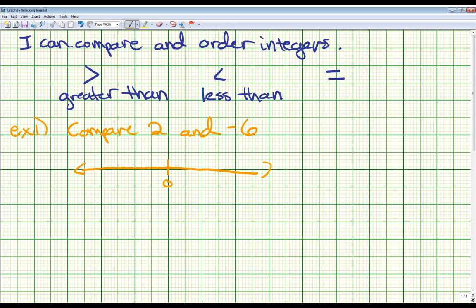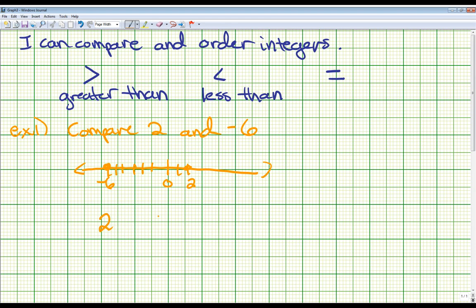We have a 0, then we have a 1, 2, 6. So I'm just going to make the tick marks and then show that this is going to be a -6. And then I have 1, 2. Here's going to be our +2. So that's the question. When we're comparing, we're just deciding what symbol are we going to put in between them.